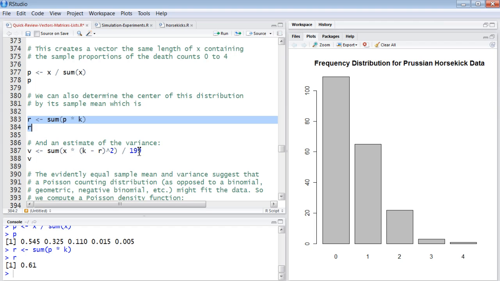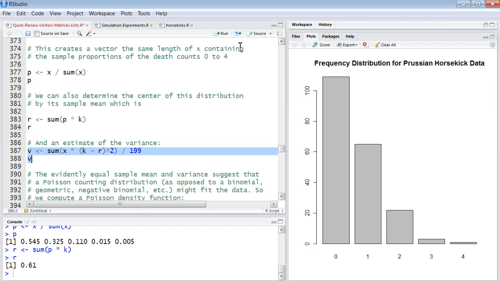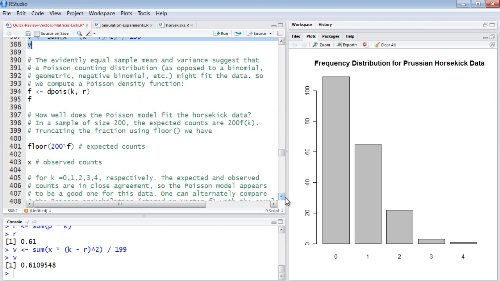And the variance, let's go for the variance too, so we can compute that exactly. And we find that the mean, 0.61, and the variance are very close, and they're small, which is classic of a Poisson distribution. The small mean and the equally small variance that's almost exactly the same indicates probably predicting deaths based on corps years would be best approximated using Poisson.